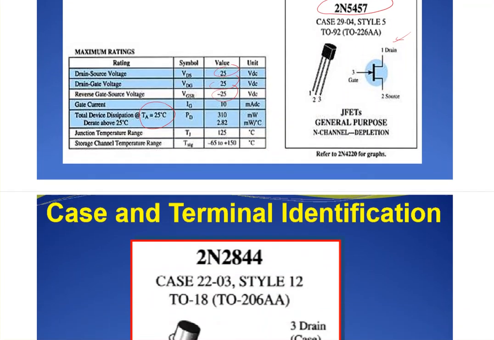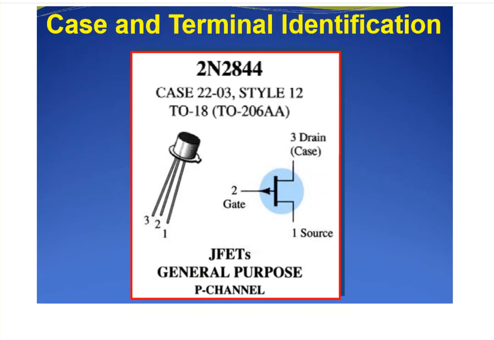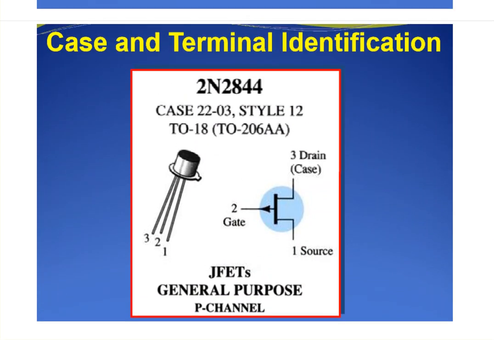So this is something interesting that we just showed you, and here again is a clearer picture of the middle pin. Usually you take it and look at it from the knob. As an example, here it shows that number 1 is the source, number 2 is the gate, and number 3 is the drain.